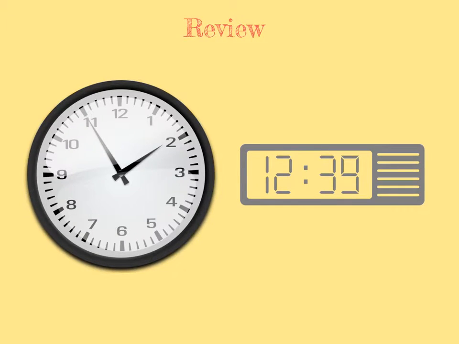Now, let's review. We have both an analog clock and a digital clock. This over here is our analog clock. There are 12 bolded numbers on an analog clock. The bolded numbers represent the amount of hours in a day. Therefore, since we have AM and PM, it goes around the clock twice. The tick marks in between represent the minutes of the 60 minutes in an hour.